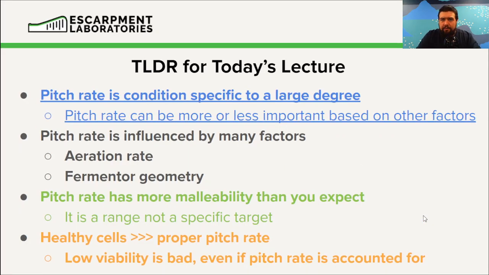Now, the TLDR for today's lecture, the too long didn't read, is: 1. Pitch rate is condition specific to a very large degree. Pitch rate can be more or less important based on a bunch of other different factors and what you're trying to achieve. Pitch rate isn't this gold standard, where if it's not this, it's not right. It's more nebulous and a bit more gray than that.